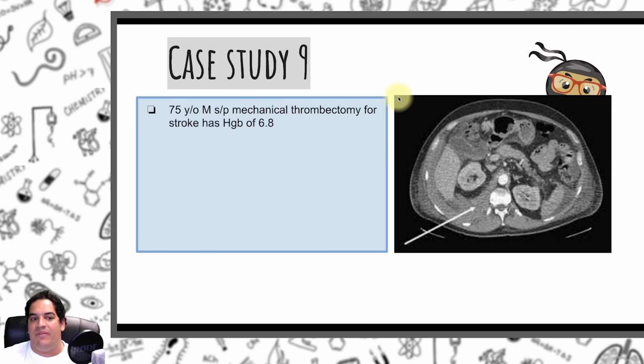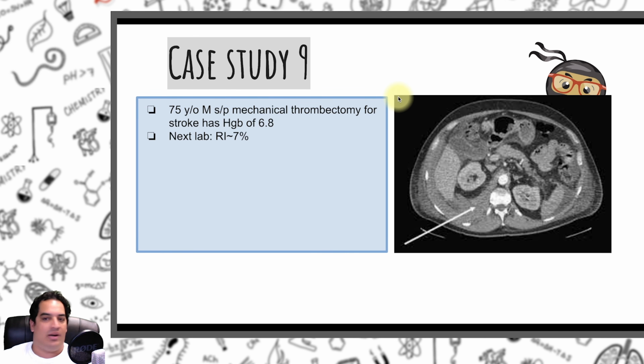We have a 75-year-old male, status post mechanical thrombectomy. They had a stroke, and they had to go in through the femoral artery to try to pull the clot out of one of the vessels. He comes back and later has a hemoglobin of 6.8. So he's anemic. What do we got to do? Check the retic. Retic is 7%. It's greater than 2%. What does that mean?